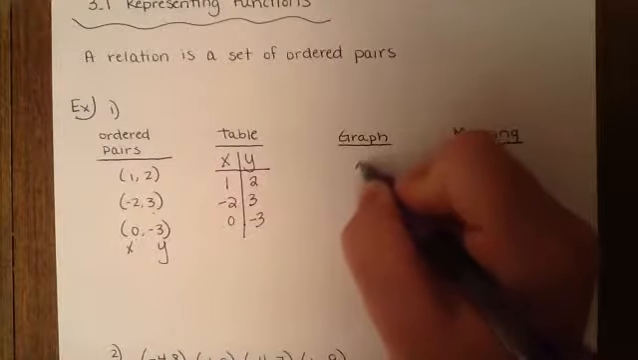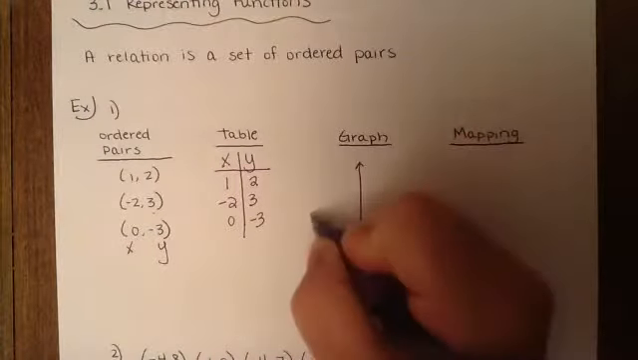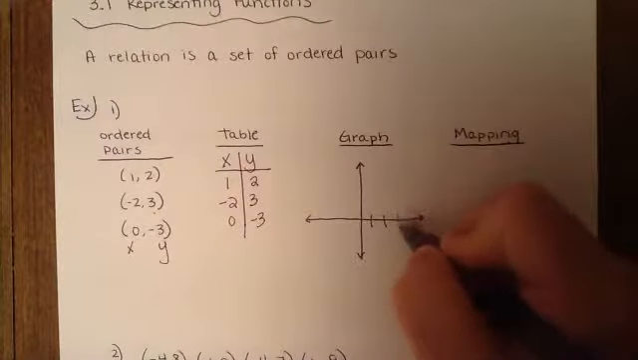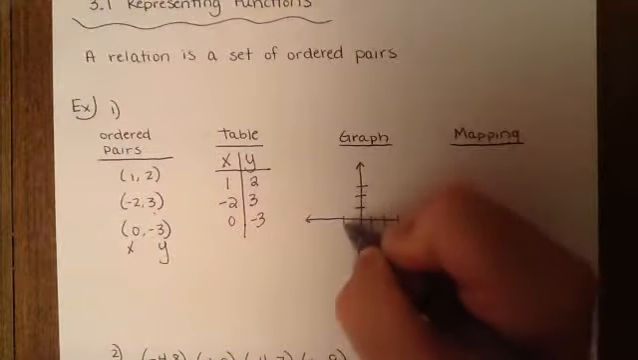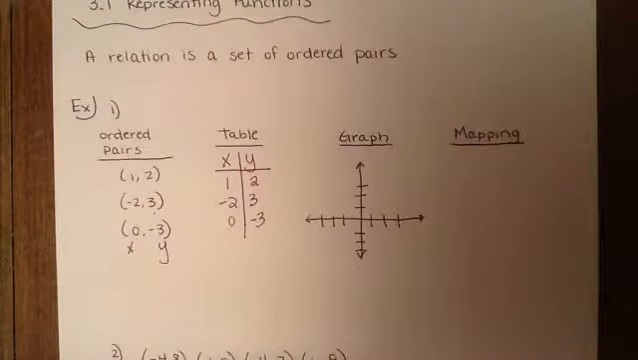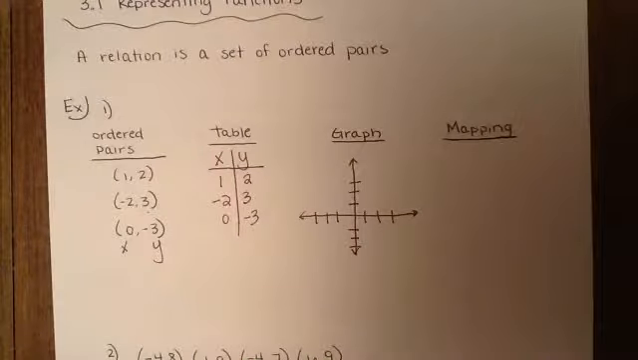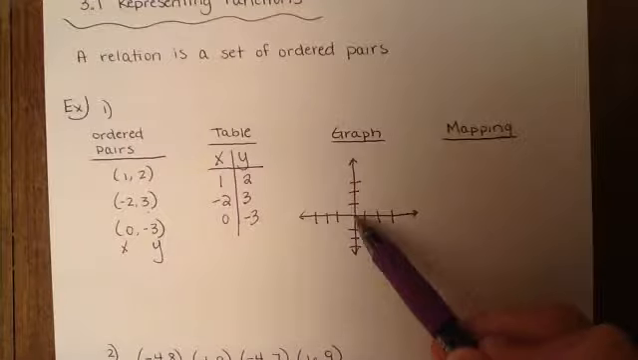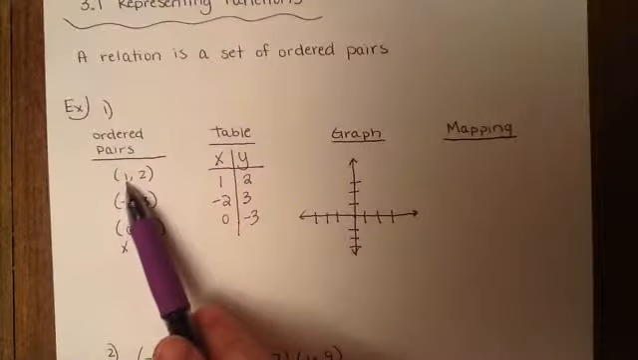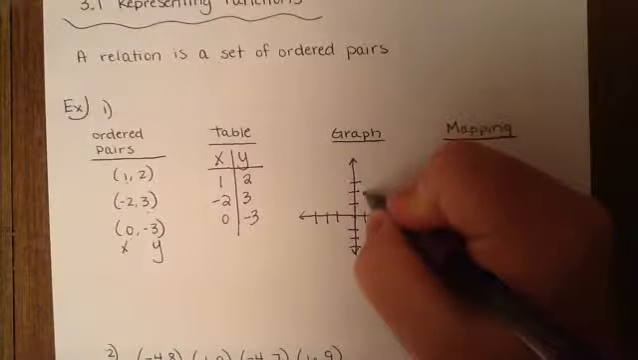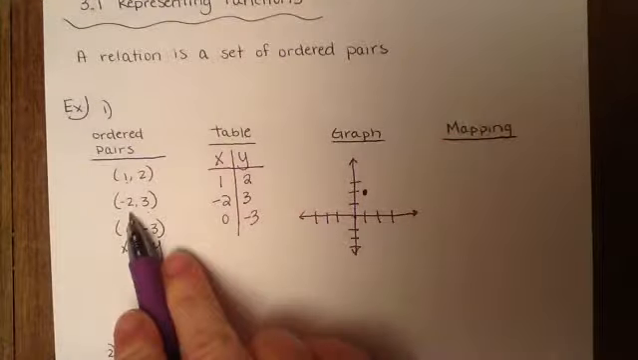Next, we need to graph those, and you have done this before. So here's my graph, our coordinate plane. When I graph, I'm going to start in the center, which is the origin, and this is the point 1, 2. So 1 to the right, 2 up. Plot my point.